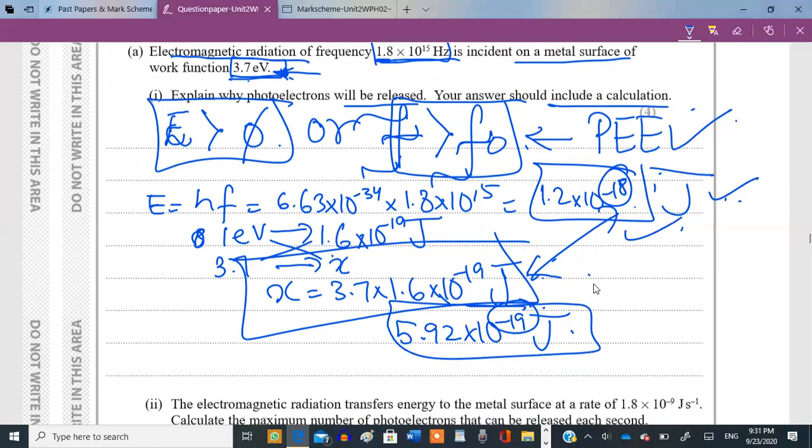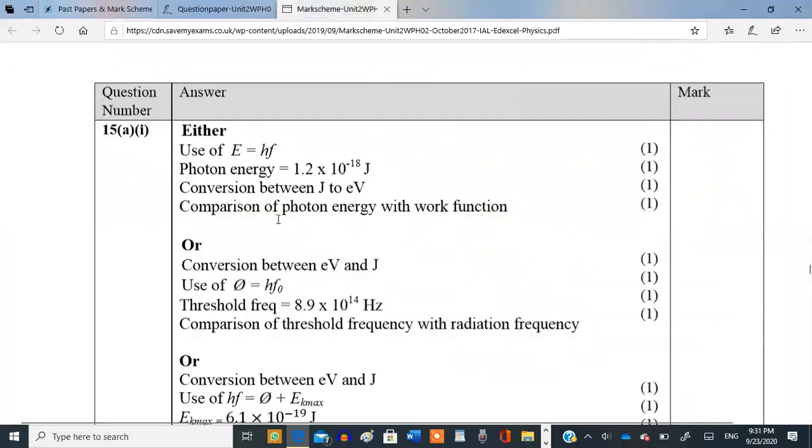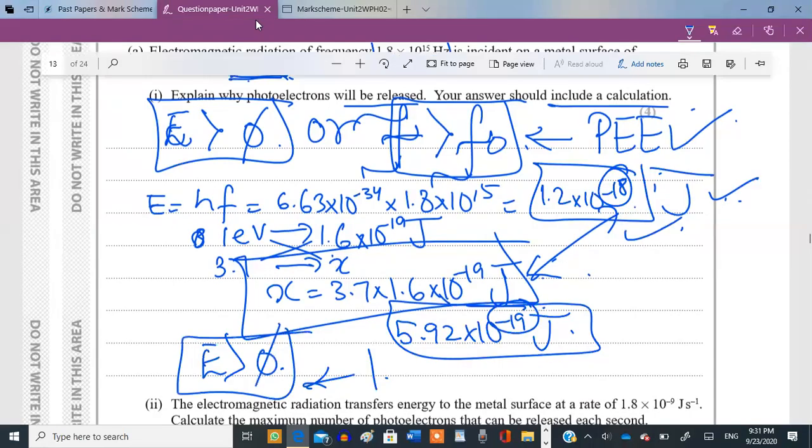So therefore photoelectric effect will occur because the incoming photon energy is greater than the work function energy. You have to mention this, okay? This statement will have 1 mark. What are they saying? Use of hf, energy of photon, conversion, and comparison. See, the comparison has 1 mark. Clear? Got all the 4 points.